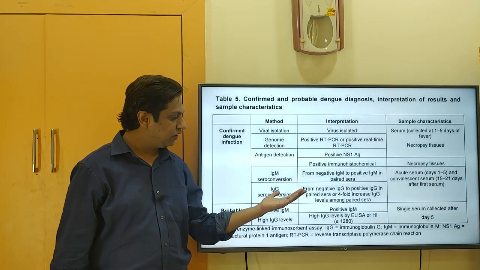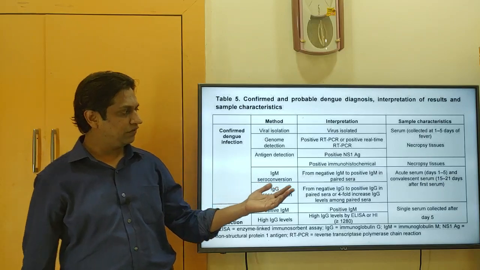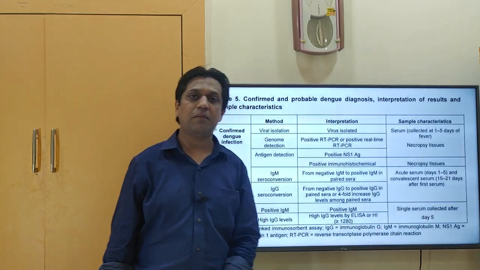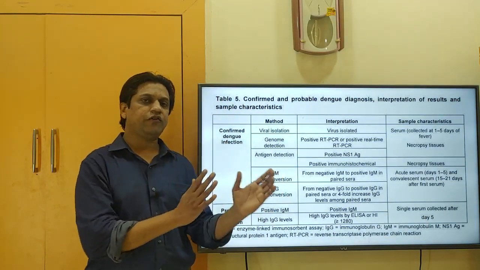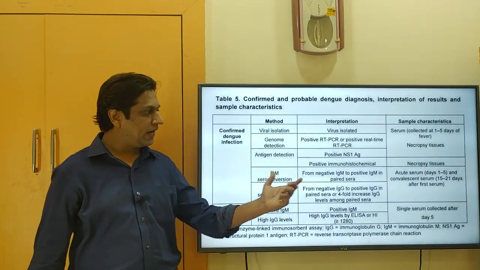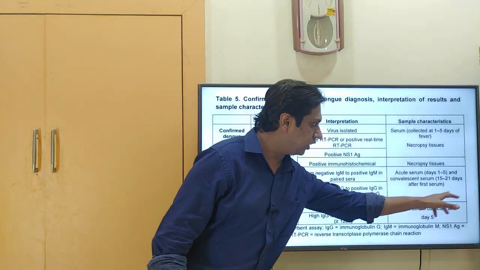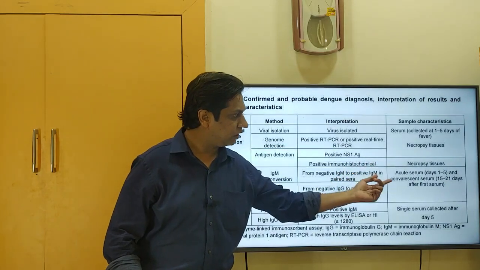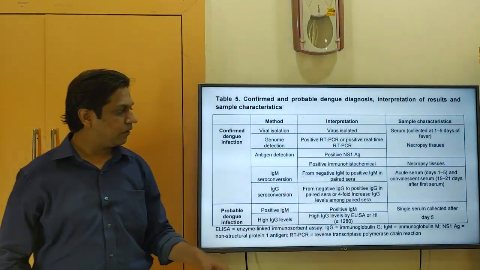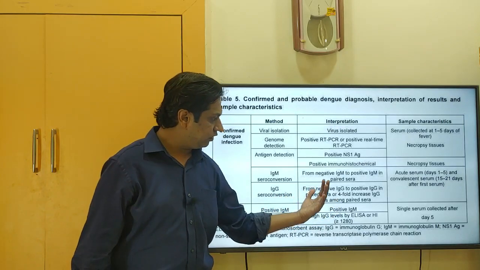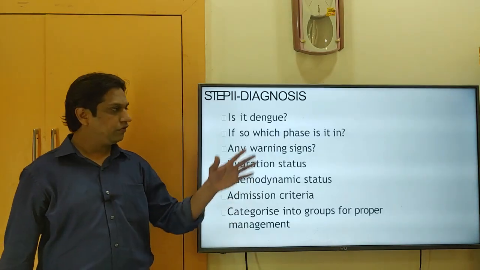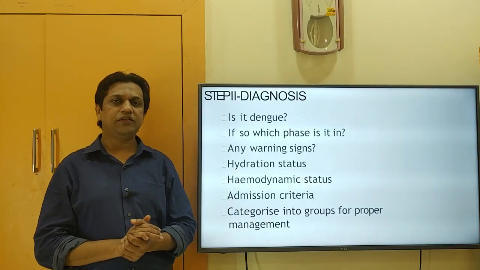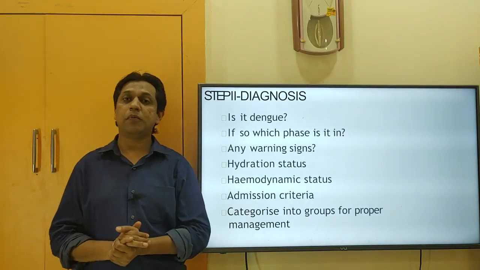Along with this, IgM and IgG seroconversion means that 2 samples are taken, the acute sample and the convalescent sample. Acute sample means during the first 1 to 5 days of the fever, and the convalescent serum is from 15 to 21 days after the first serum. So if it is initially negative and becomes positive after 15 to 21 days, then it is also confirmatory. Similarly with IgG seroconversion. This is the confirmation, and the probable diagnosis is when only a single serum IgM or IgG is positive.